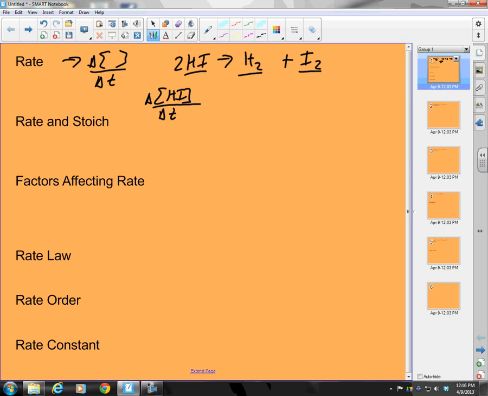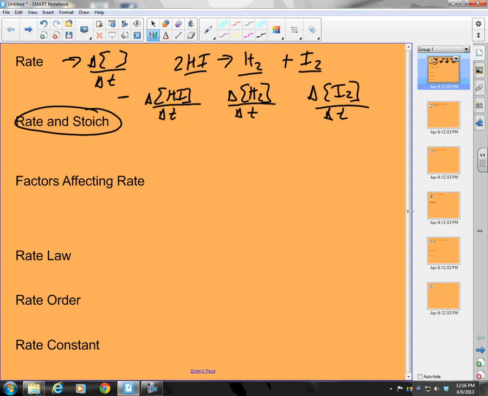Or I can express my rate in terms of the change in concentration of H2 over the change in time, or the concentration of I2 over the change in time, right? And all of those would represent a rate. Now, rate is related to stoichiometry. If it's a reactant, my rate is going to be negative. If it's a product, it's going to be positive.